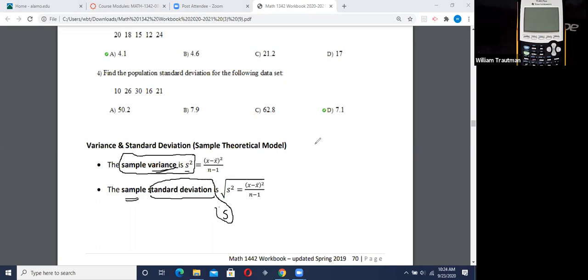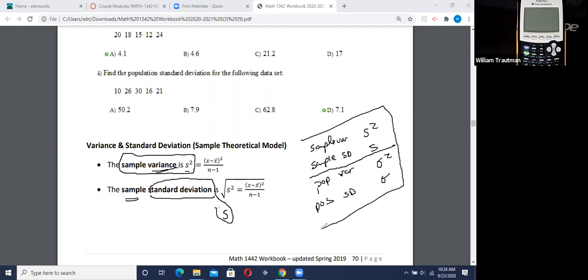Standard deviation, sample, these are sample. Sample variance, let's write it all down. Sample variance is S squared. Sample standard deviation is S. Population variance is sigma squared. Population standard deviation is just sigma. So there we go. We have the formula, the symbols for each of those.